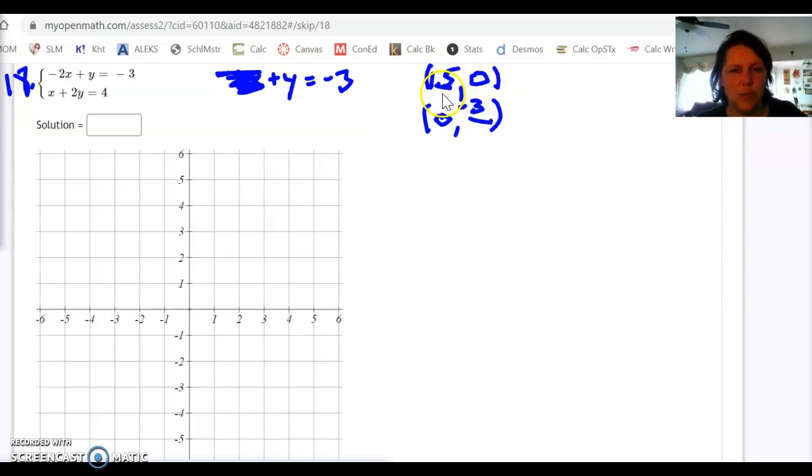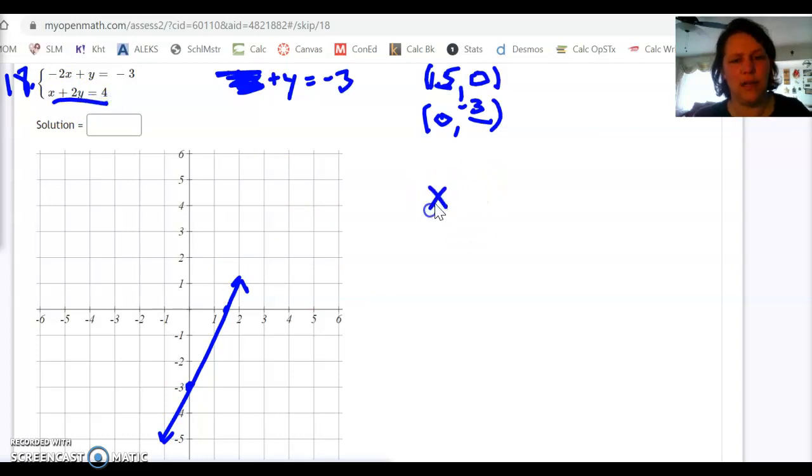My first point is at (1.5, 0). So my x-intercept is right at 1.5. And then my y-intercept is at (0, negative 3). So there's my line right there. Try to draw a nice straight line. Not bad. Okay. And now we're ready for our second line.